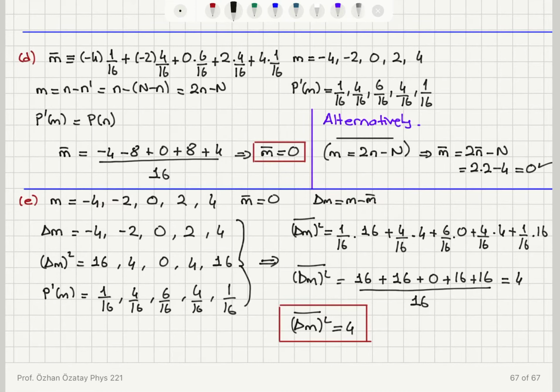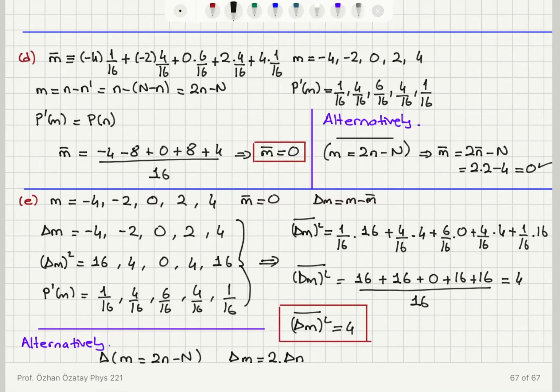Okay, now I'm going to look at the alternative method here. So let's look at it alternatively. Is there an easier way to see it? Now I have this equation, m is equal to 2n minus N. If you take the delta, the variation of this equation, it's going to be delta m is equal to 2 times delta n.